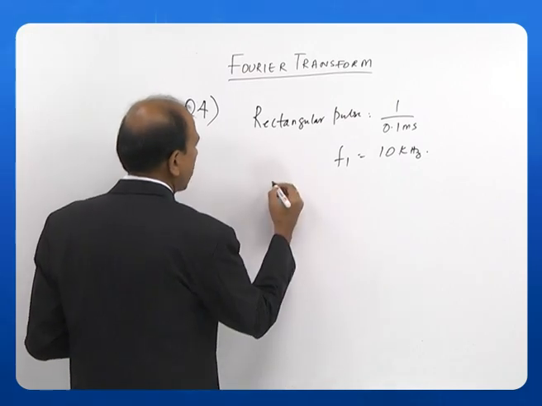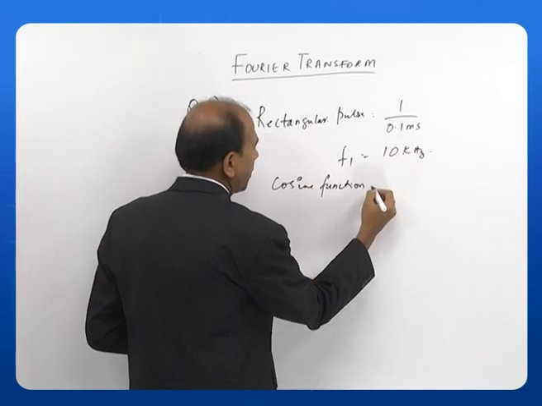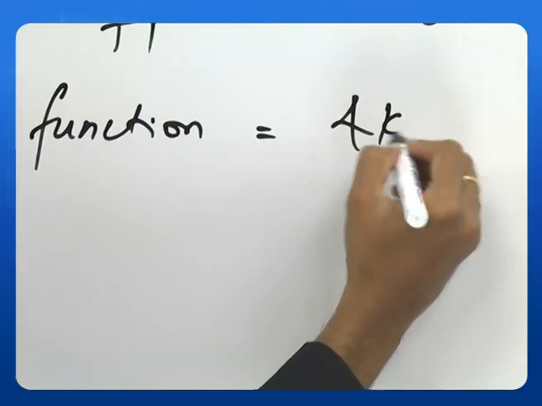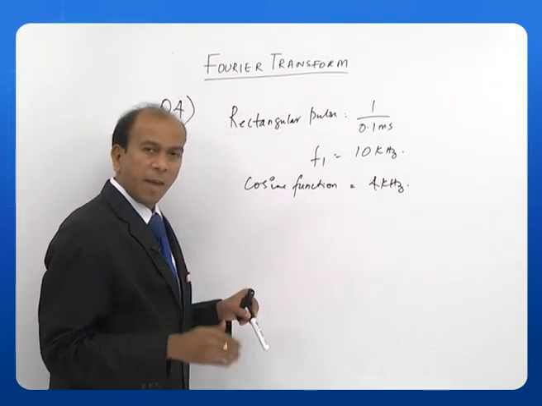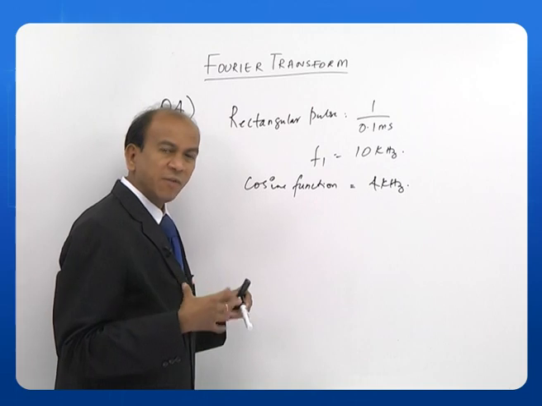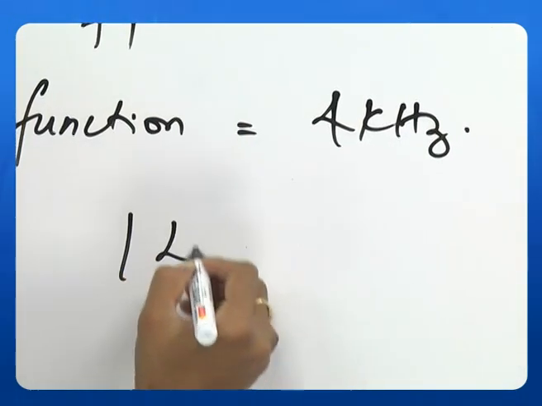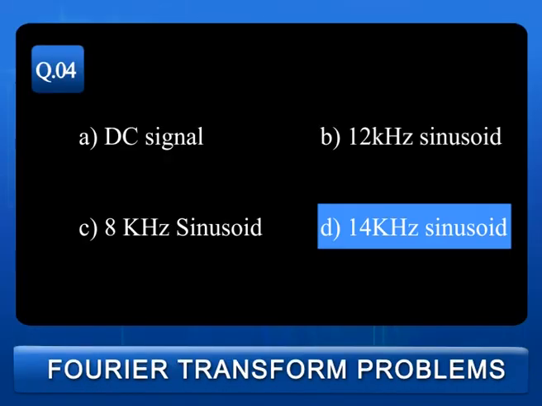Then comes the second, a cosine function is given. From the cosine function equation, the frequency of that is 4 kilohertz. Now, when these two are convolved, the result will be a signal which is sinusoidal, having a frequency of how much? It will have a frequency of 14 kilohertz. So, the answer is D.